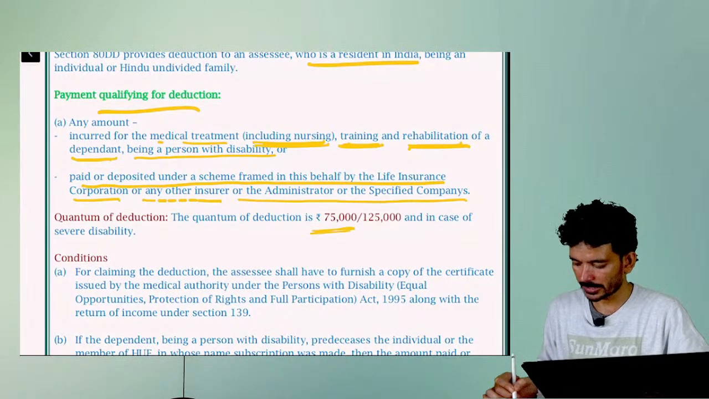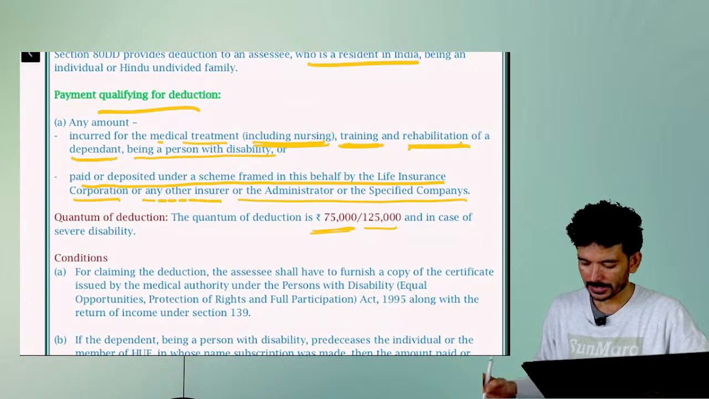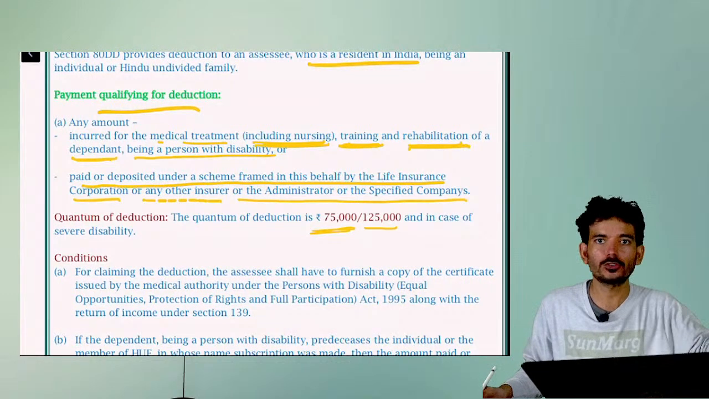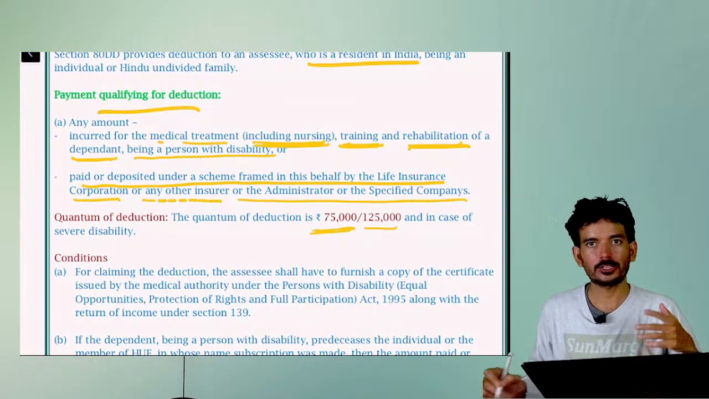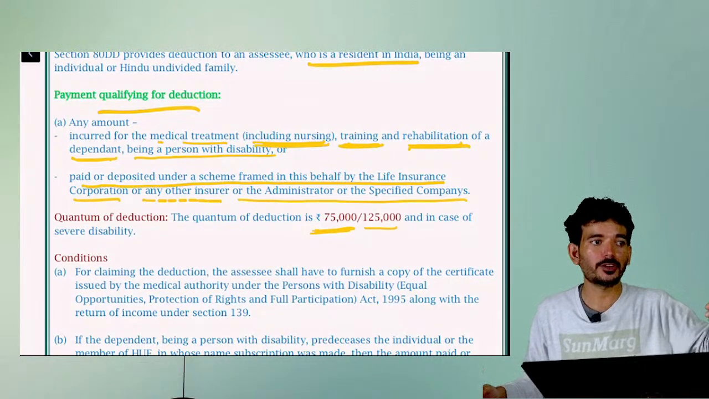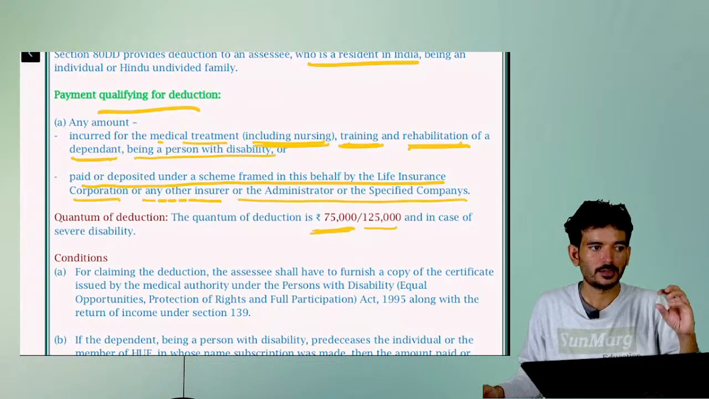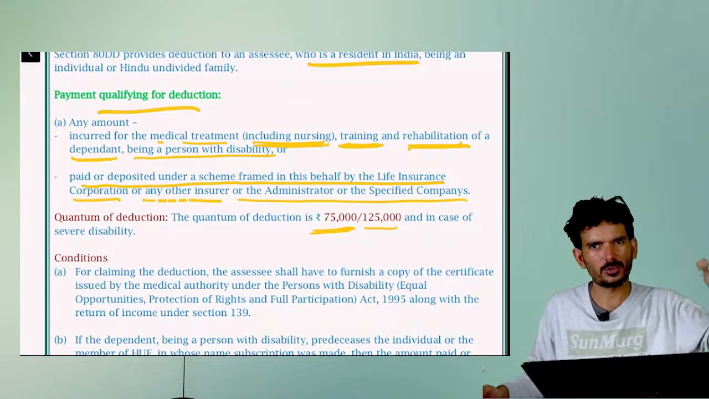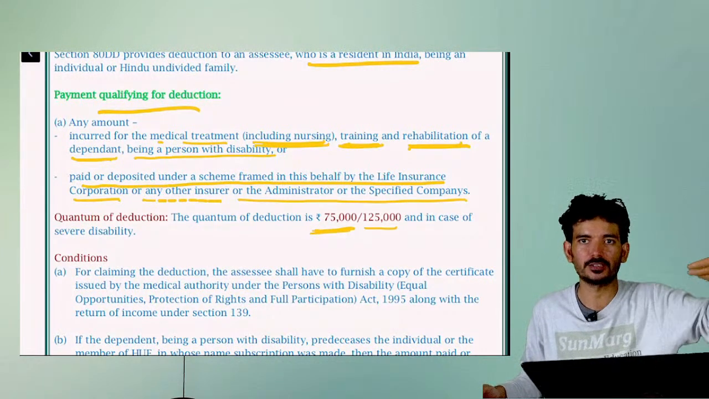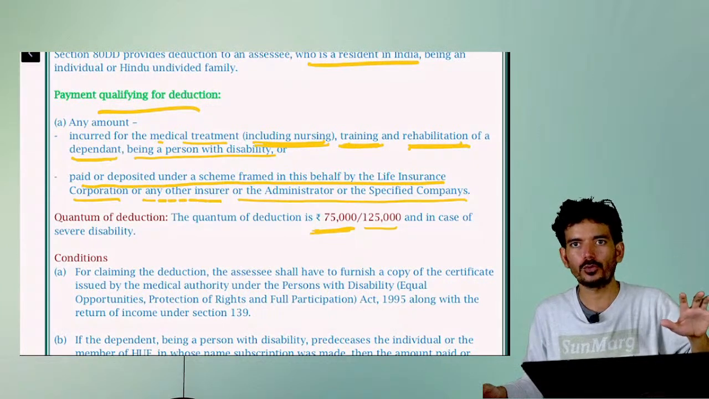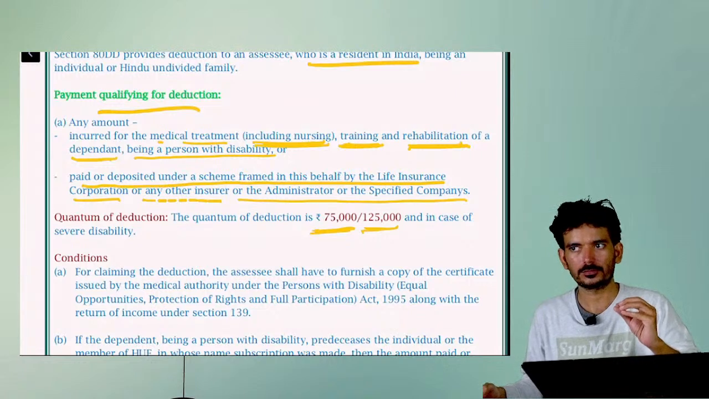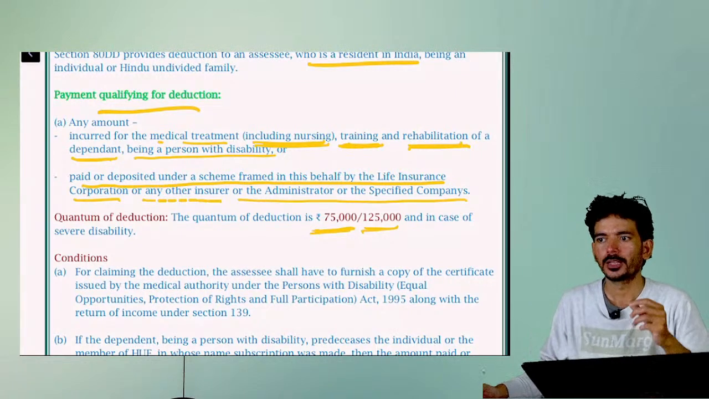The deduction will be 75,000 and 25,000. This is flat, which means that you might incur only 5,000 rupees, but still you can claim 75,000 if you are maintaining and incurring expenditure for a disabled dependent. If they are suffering with a severe disability, where the disability is 80% or more, which is prescribed by the medical norms, and they will give in the certificate itself the percentage of disability that they have, then the deduction will be 1,25,000.